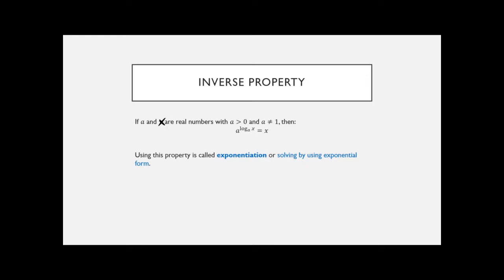Solving by using exponential form, what the book refers to when it uses that, is taking your equation and rewriting the logarithm in its exponential form. You get the same result. It will look exactly the same. It's just a matter of how you're thinking about the problem, whether you're thinking about it in terms of writing them as exponents, or whether you're rewriting the logarithm. But they look exactly the same.